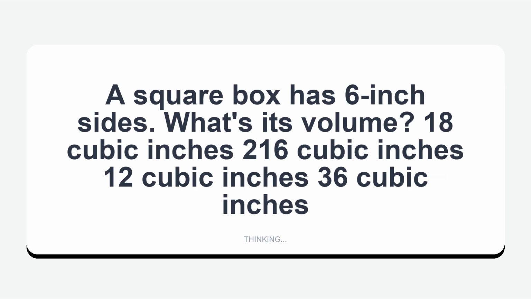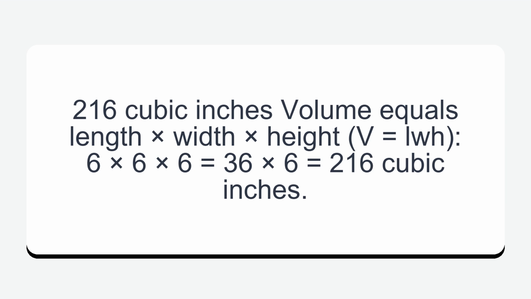A square box has 6-inch sides. What's its volume? 18 cubic inches, 216 cubic inches, 12 cubic inches, 36 cubic inches. 216 cubic inches. Volume equals length times width times height. V equals LWH, 6 times 6 times 6 equals 36 times 6 equals 216 cubic inches.